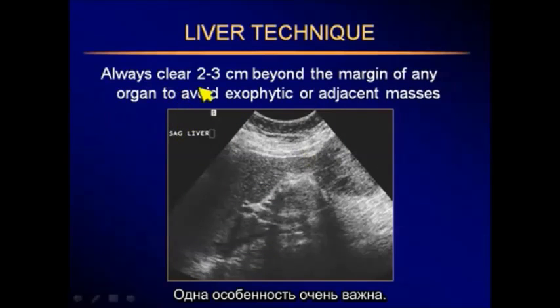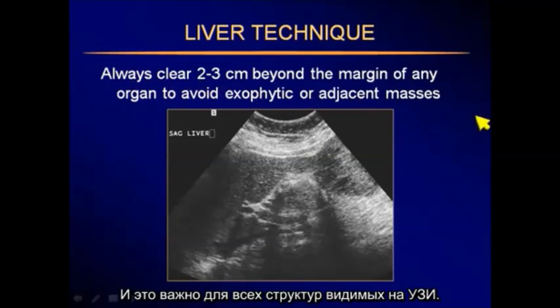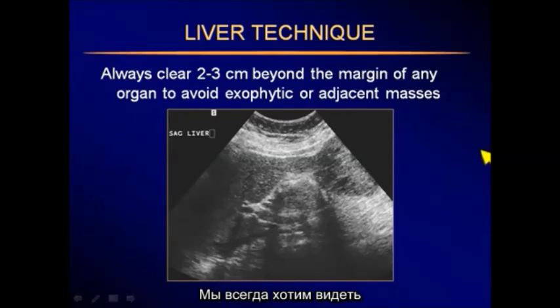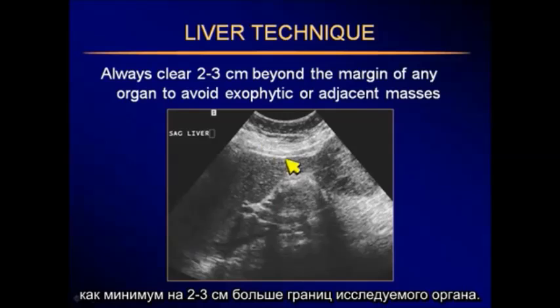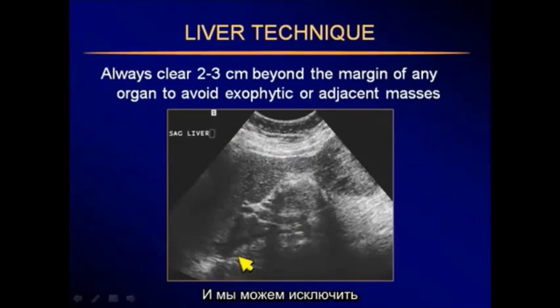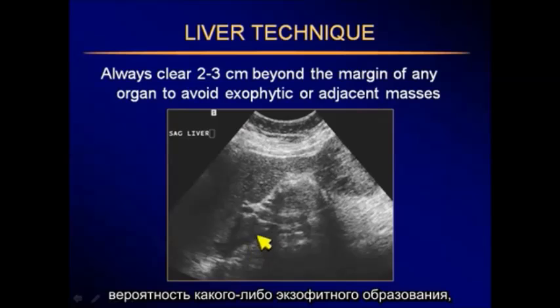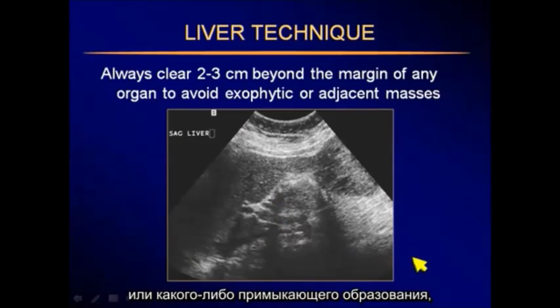One thing that's very important, and this is important for all structures that we image in ultrasound, we always want to be able to see at least 2 to 3 centimeters beyond the margin of any organ so that we can exclude possibility of any exophytic masses or any kind of adjacent masses that can affect the organ.